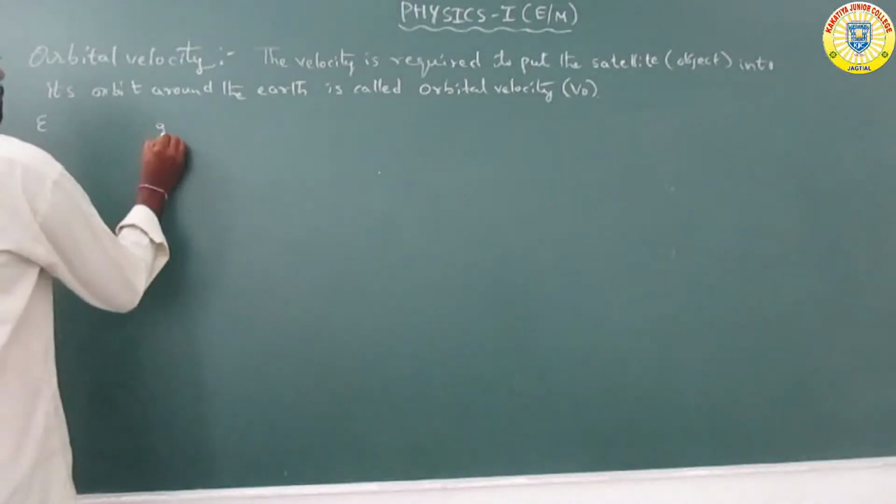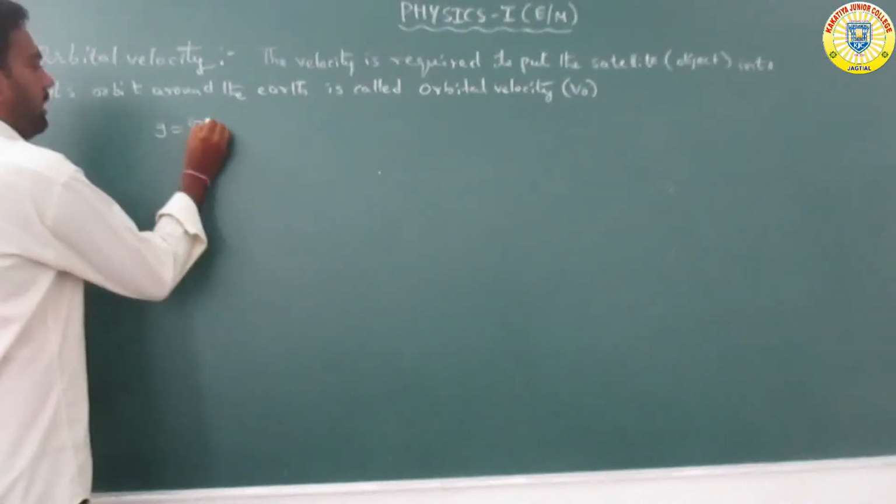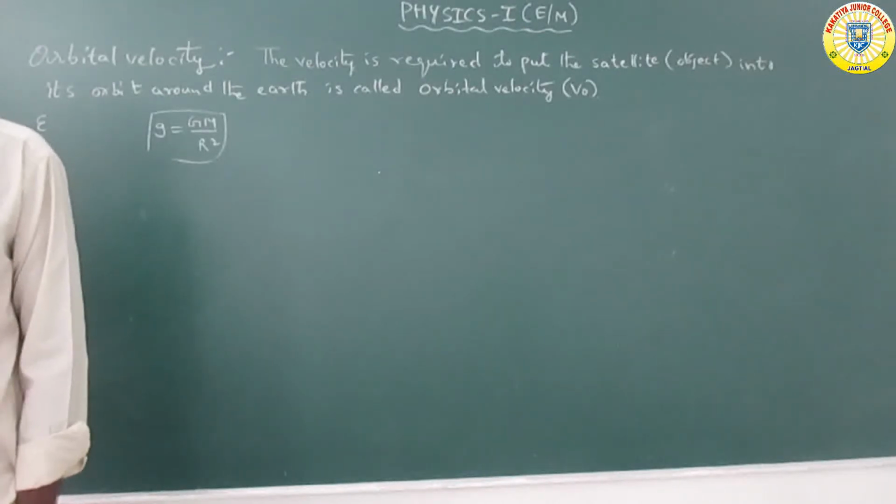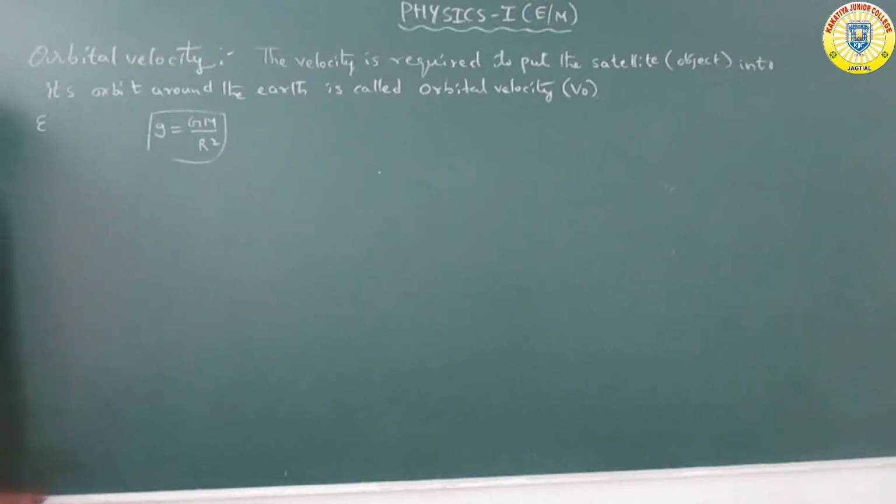The relation between the two terms is g = GM/R². This is called the relation between small g and capital G. Capital G is called the universal gravitational constant, and small g is equal to GM by R square.